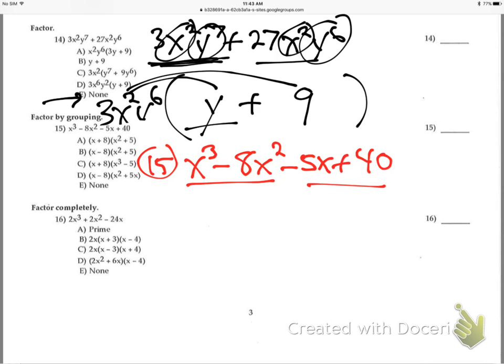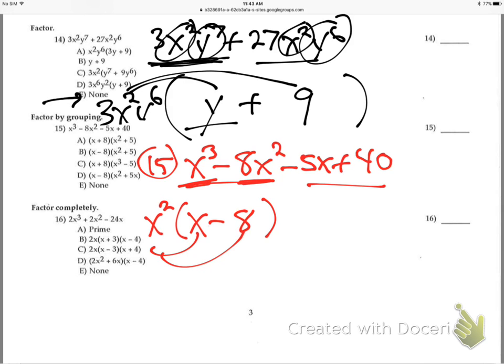That's my thought process. So what do the first two have in common? x squared. You take the lower of the two powers. You've got x to the third and x to the second. The lower one is x squared. What does that leave on the inside? x minus 8. Because if you multiplied, that would go back to x cubed minus 8x squared, right? Minus 5x. Good for those two.